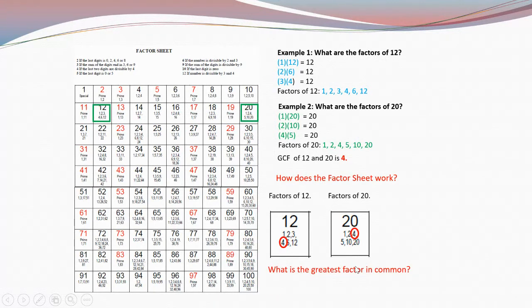The answer is 4. So this is so no student gets left behind, because like I said earlier, some students don't know how to find factors. So this handout will give them a hint on how to find the factors, but it's best for them to know how to do it without this handout. Okay. So the answer was 4.